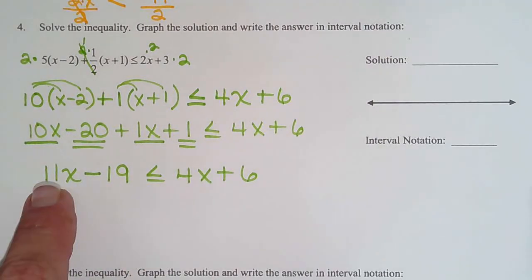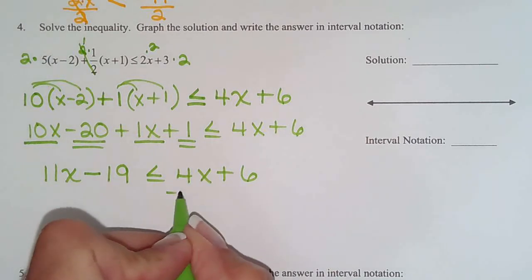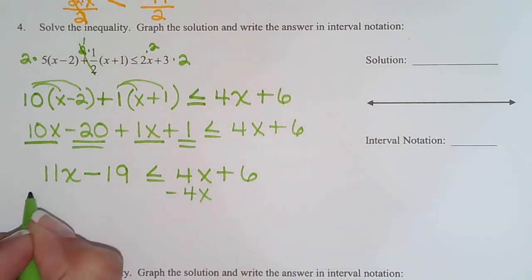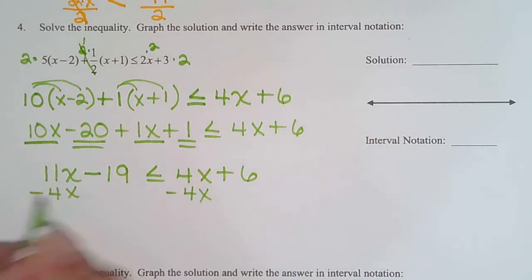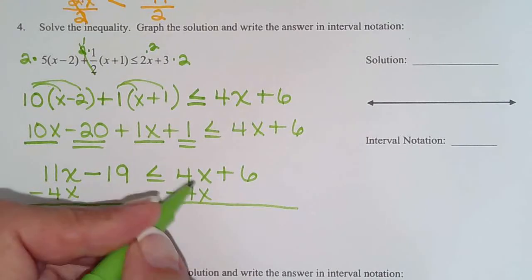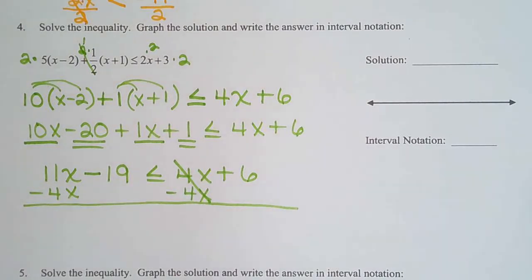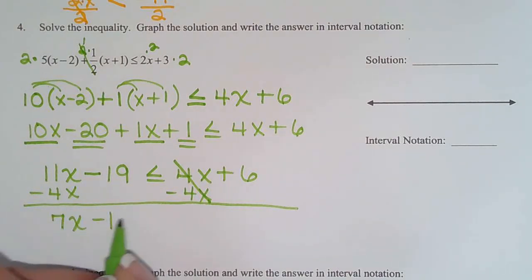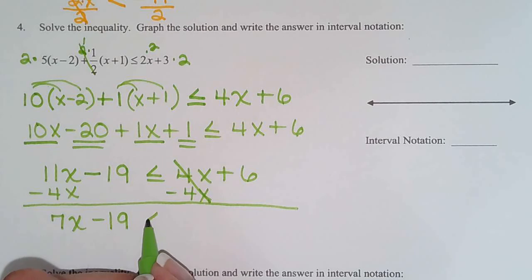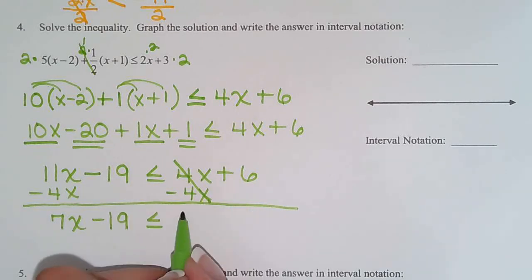So to move this over, we're going to subtract 4x. Subtract 4x, because we have to do the opposite when we're switching sides, because we want it to cancel on this side, which it does. So now we have 7x minus 19 less than or equal to positive 6.